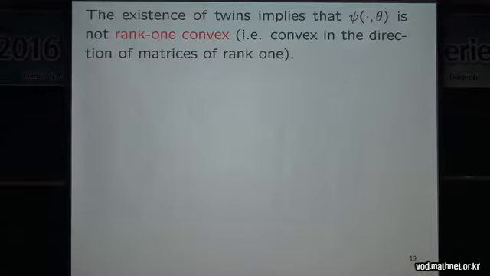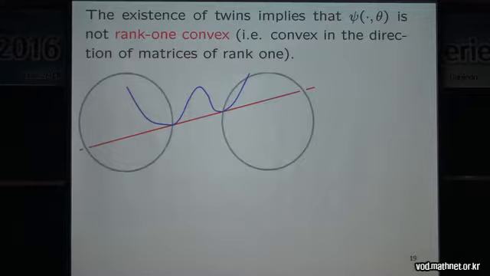The existence of twins implies that the free energy density is not rank 1 convex. That is, if you look in the direction of a matrix of rank 1 along that line and see what psi is, it's not a convex function. Why is that? Here's the picture. Here's one energy well, here's the other energy well. Here's the rank one connection, which connects this point to this point. But if you look at the energy on this line, it's got to be zero here and zero here, and positive everywhere else, so it can't be convex. So the existence of twins means that psi is not rank 1 convex.